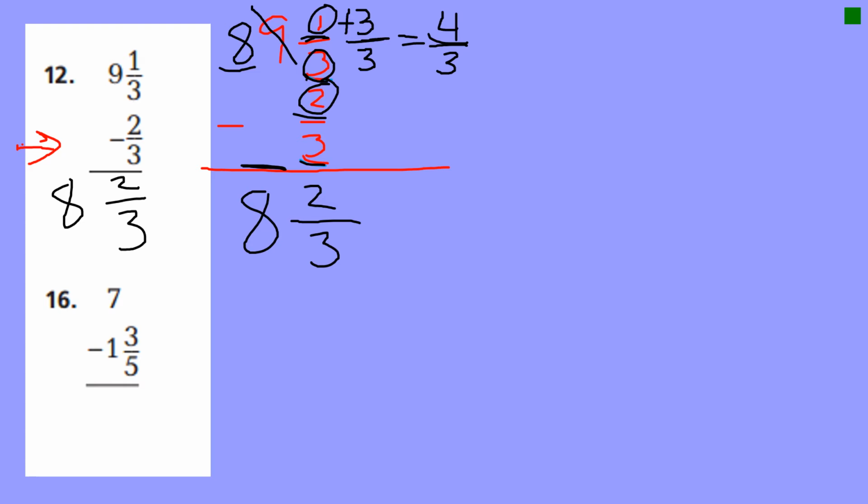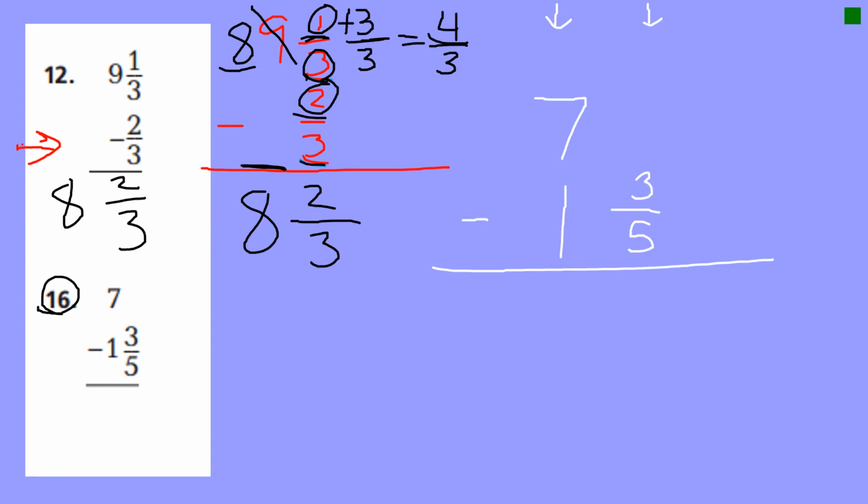Awesome, awesome. Now, let's look at number 16. Oh, look at number 16. There's no fraction up there. I'm going to rewrite this over here. So it's just whole number 7 minus 1 3/5. Okay, so notice how everything is lined up here. We have the whole numbers lined up and that one fraction lined up with the other no fraction. Okay, so 7 minus 1 3/5. Okay, are you thinking?